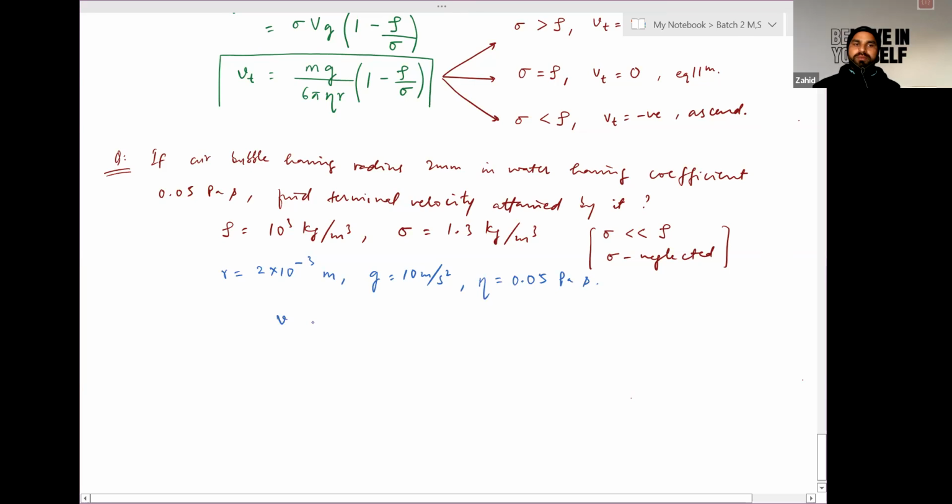So terminal velocity equals 2 times r square by 9 times eta, bracket sigma minus rho, times gravity. This sigma is very small as compared to rho, so we can neglect it. So this will become minus of 2 times r square rho times gravity by 9 times eta. Just put all the values and simplify it.